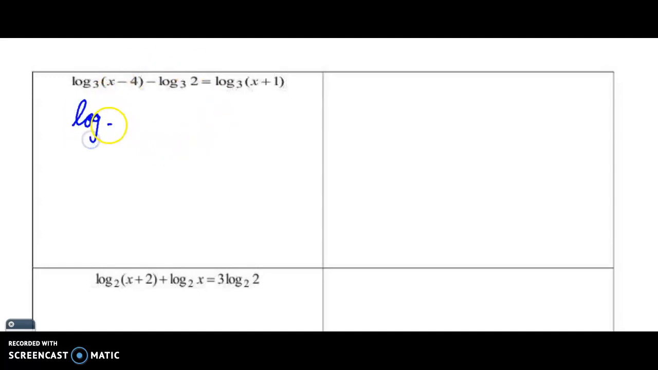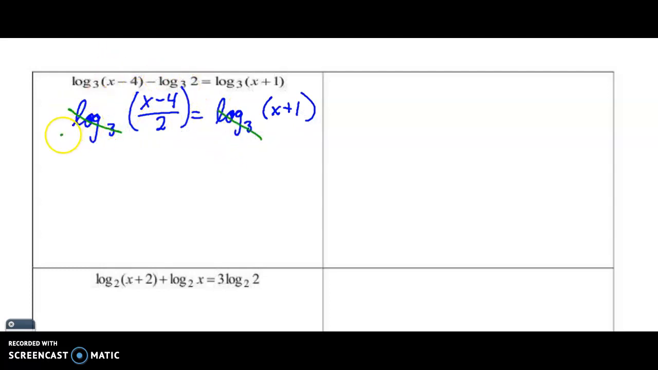So we have log base 3. We have x minus 4 over 2 because of the minus. On this side, there's nothing to do. Log base 3 of x plus 1. And most students just look at this and say, oh, if the bases are the same, then we're good. But technically what you're doing is taking 3 to both sides, just so you're aware of that. So now we have x minus 4 over 2 equals x plus 1.